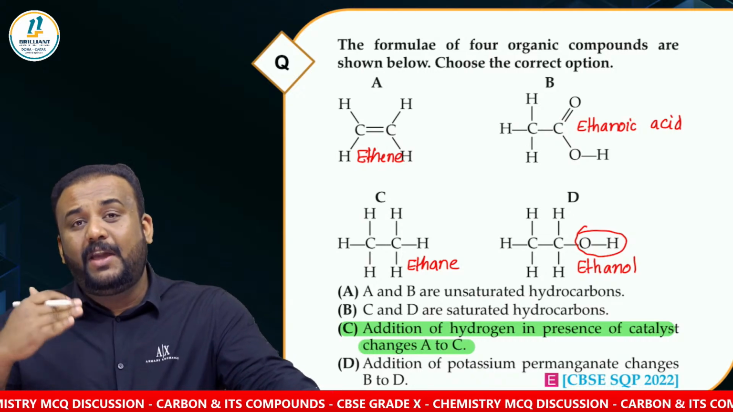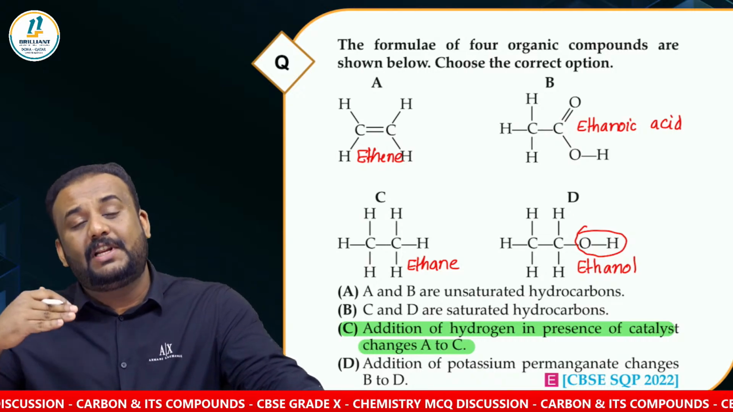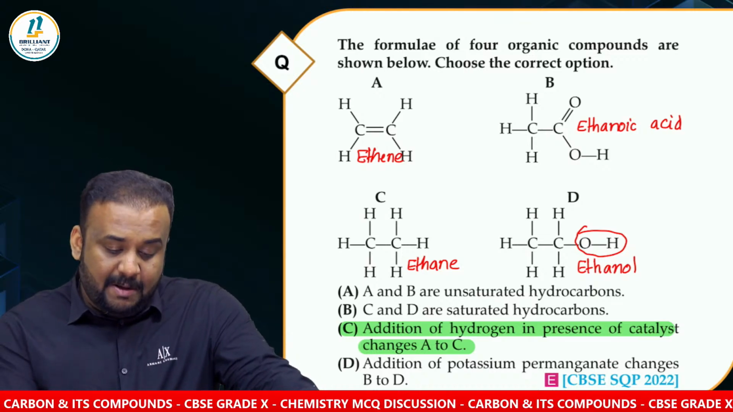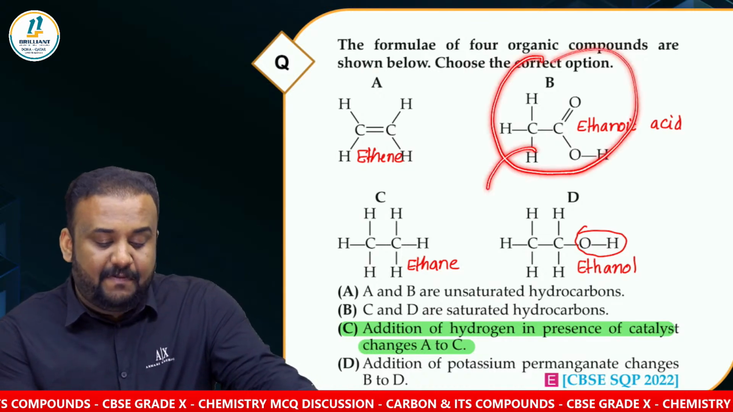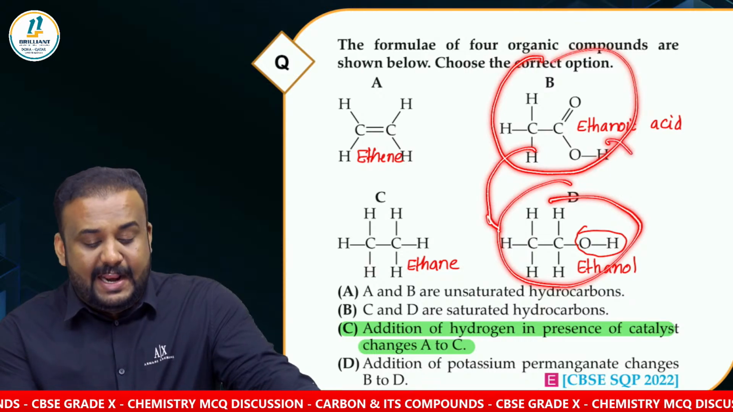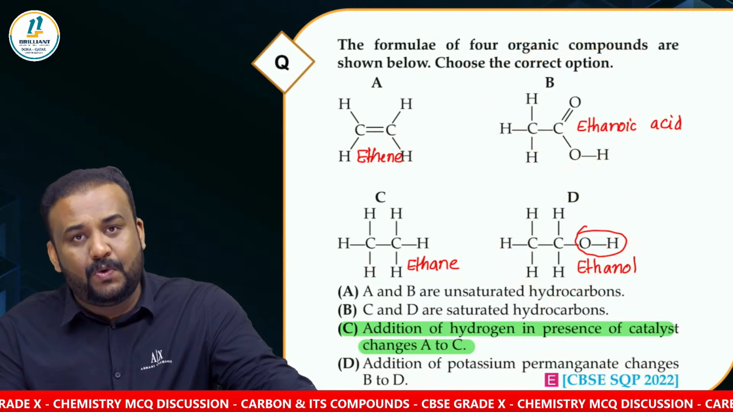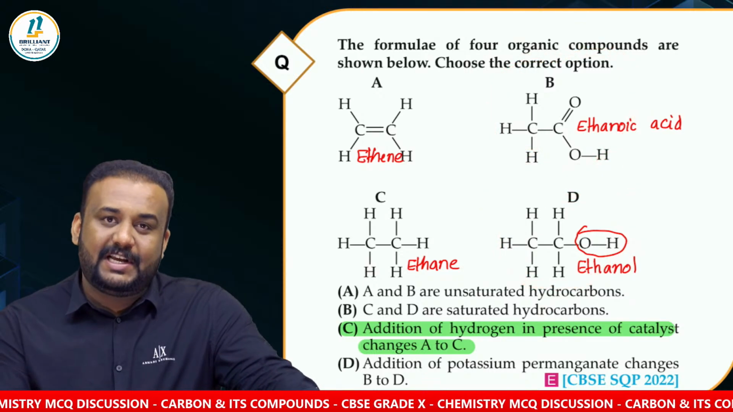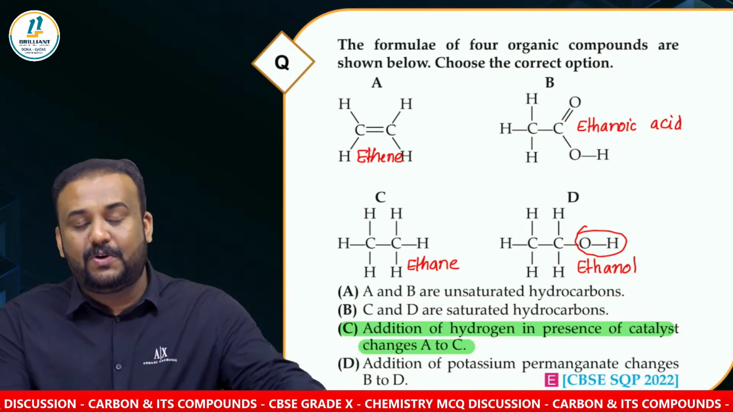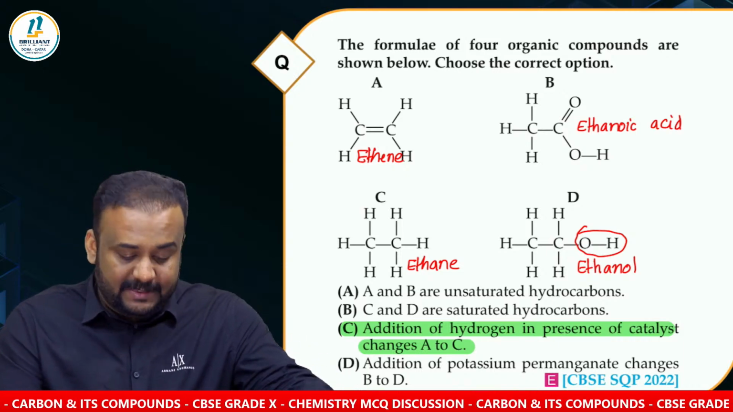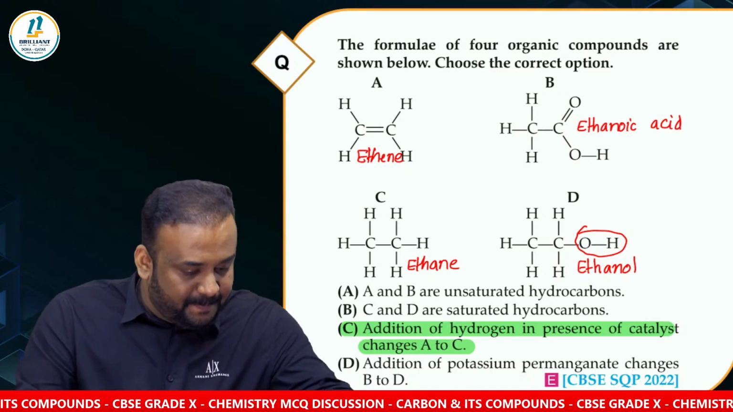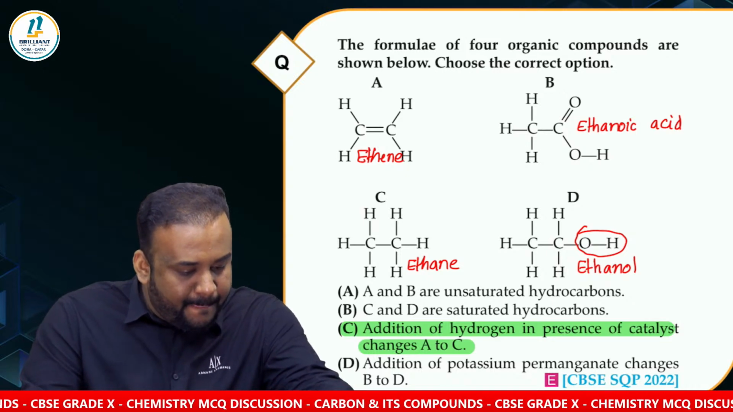So by using this oxidation reaction, we can oxidize an alcohol into an acid, but here it says B is converted into D, which is wrong. An acid can only be reduced to an alcohol. You cannot oxidize an acid into an alcohol. So this option is wrong, and the correct choice would be C. Right.